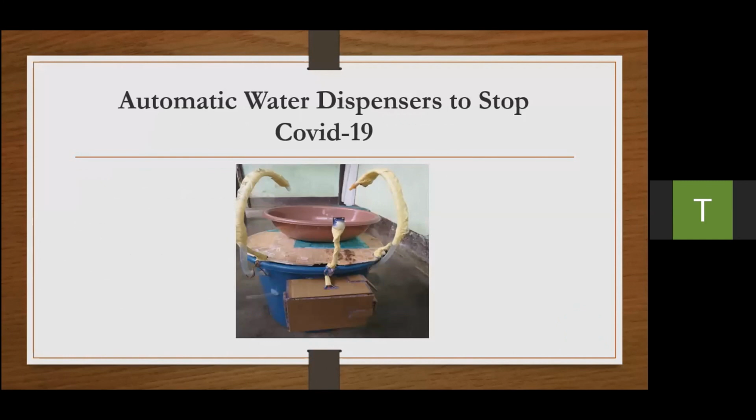Automatic water dispensers to stop COVID-19. This is a hardware solution, because when you go to public places, you want to wash your hands, you tend to touch the tap and all the others. So this automatic water dispenser prohibits you from touching any surface of this machine, such that if any other person came in contact with it and stubbornly touched it, you won't be infected because you did not touch it at all. So this is an automated system. Applying this in our economy is going to help. That is going to come a long way in stopping this.